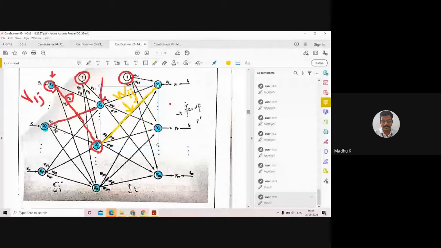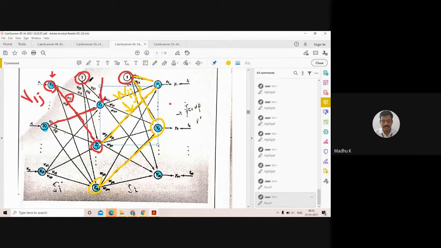For example, if you consider this link, this is the Pth neuron and this is the kth neuron. Then what will be the weight? Wpk. In this way, different weight variables are attached. So this is about the weights.